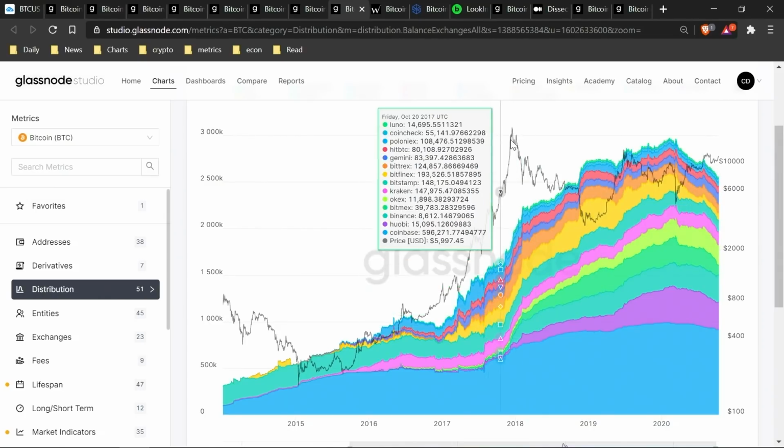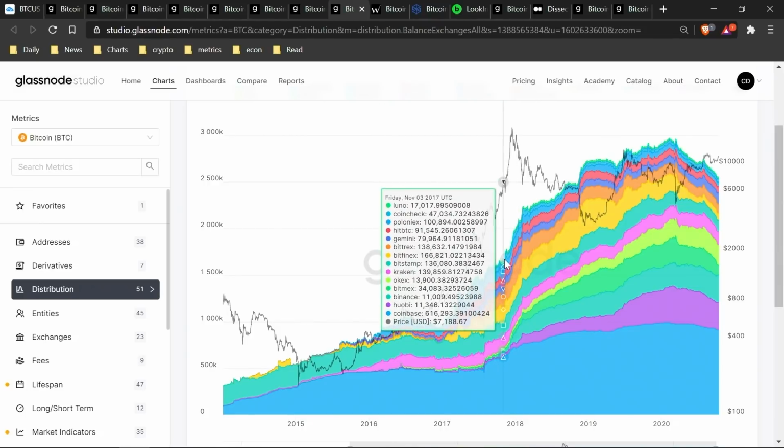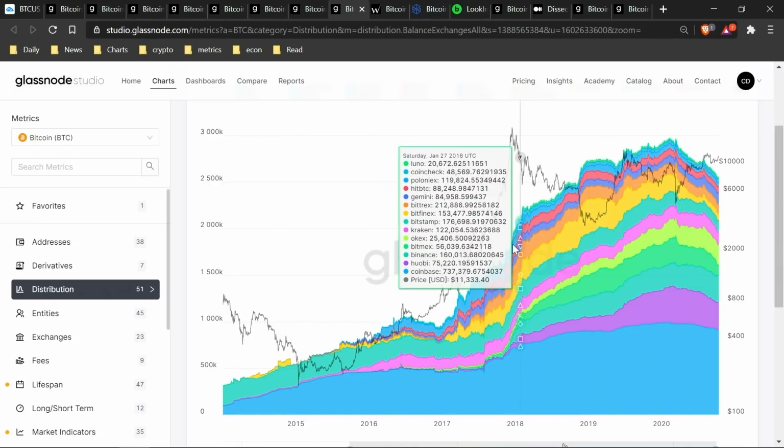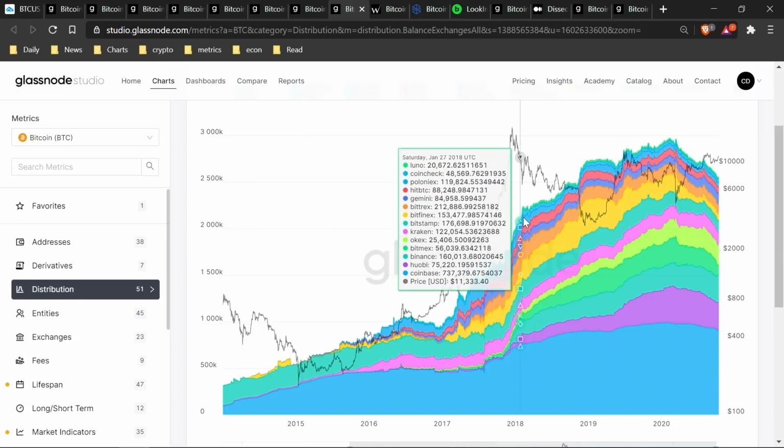Think about it this way. If everybody's pulling their coins off of exchanges, what are they doing with them? The most likely scenario is they're putting them on cold storage or hardware wallets. Conversely, if everybody's moving their coins from cold storage to exchanges, that's probably an indication that they're looking to sell. And you can see when there's big parabolic price moves, that's typically when you get a really sharp and fast increase in the coins sitting on exchanges.